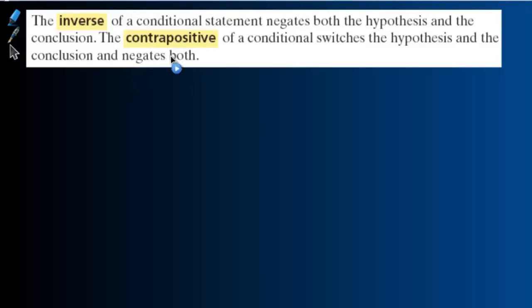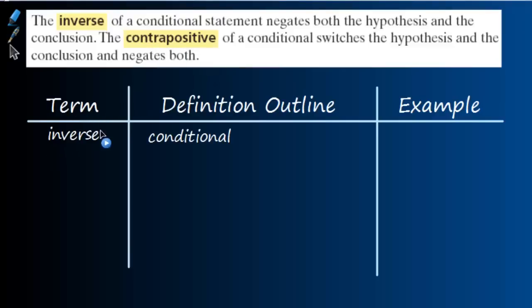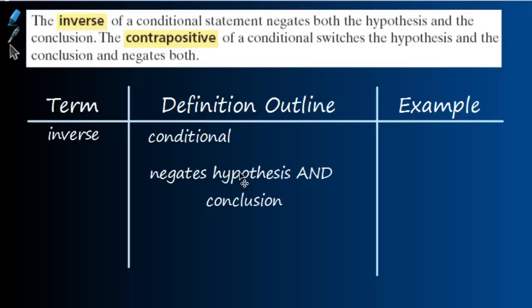Now when we're looking at inverses and contrapositives, we're going to need to use negation. That's why we take a look at it. So the inverse of a conditional statement negates both the hypothesis and the conclusion. So that's all we want to take a look at. So the inverse is you take a conditional, which you have, and you simply negate the hypothesis. So you make the hypothesis have the opposite truth value, and you also negate the conclusion. And so by negating both, you create what's called the inverse.